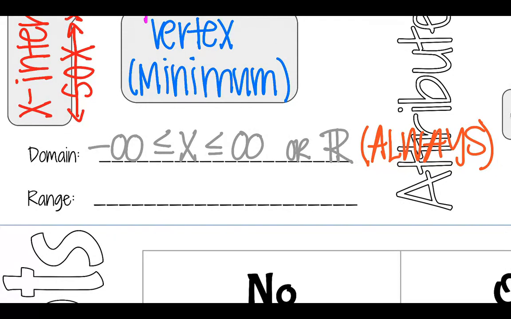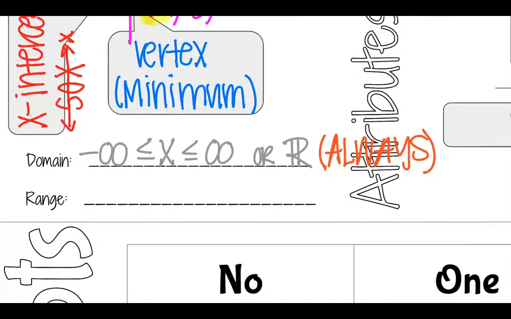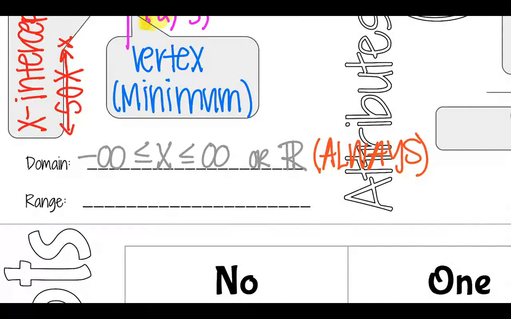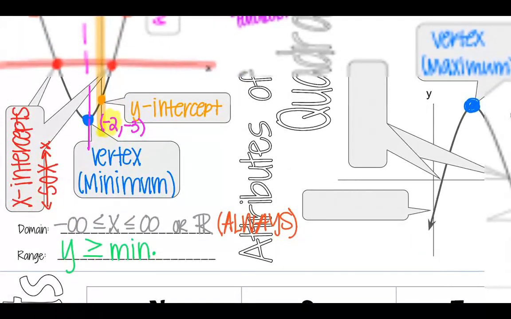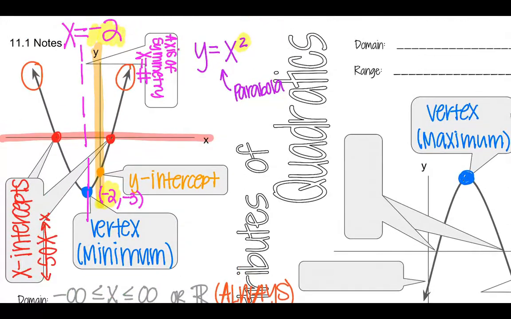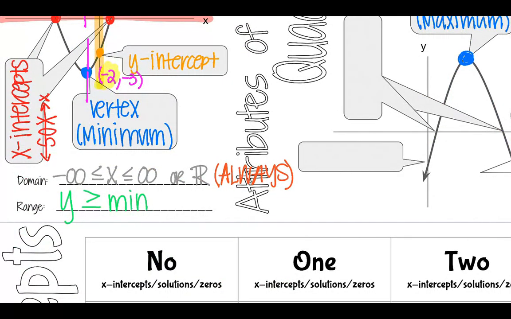Okay, then your range. When you have a minimum, like we have here, it's going to be y is greater than or equal to whatever your minimum is. In our case, our min was -3. So y has to be greater than or equal to -3, because this is the lowest point. Everything else is going to go above it, and there's no top. Like the arrows say, they go on forever. So that's why everything has to be greater than the min.